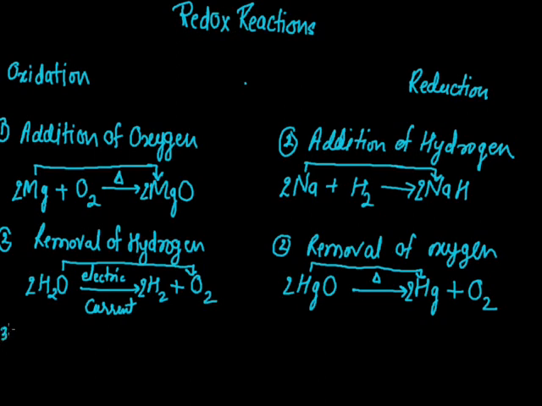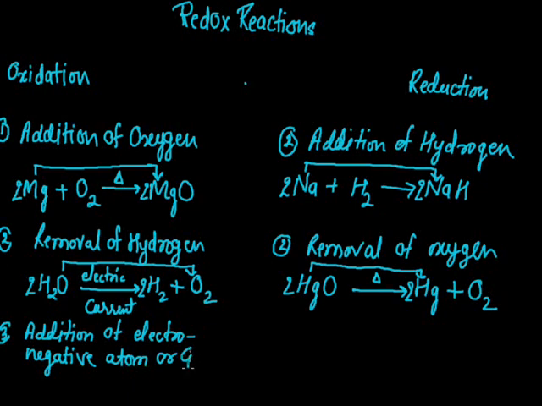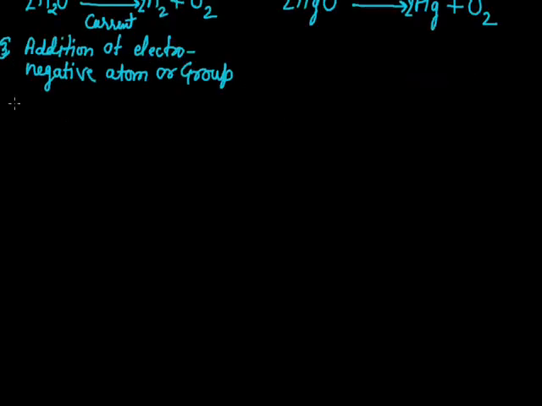Now we can take the third point: addition of an electronegative atom or group is known as oxidation, because we know oxygen is also an electronegative atom, but there are a lot of reactions in which oxygen isn't present, so we can identify by this point whether the reaction is oxidation or not.